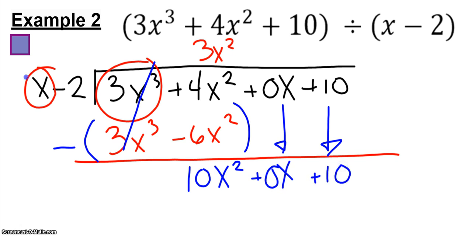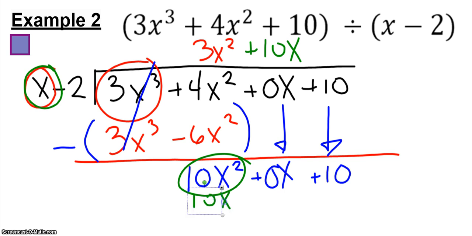All right, same thing. Front and front. X times what will give us 10x squared? 10x. It's positive 10x that we're going to use. So, 10x times x is 10x squared. We got rid of it. So x times 10x gave us 10x squared. And negative 2 times 10x is what? Negative 20x.